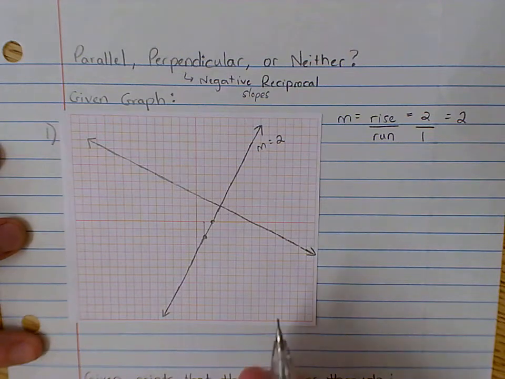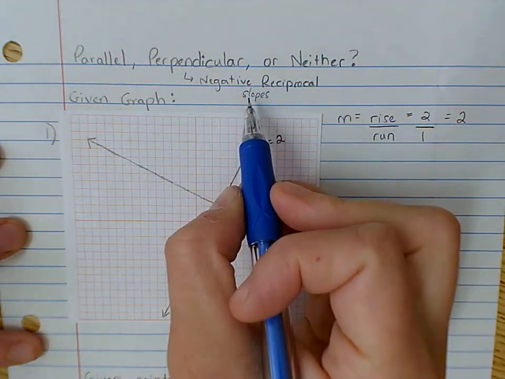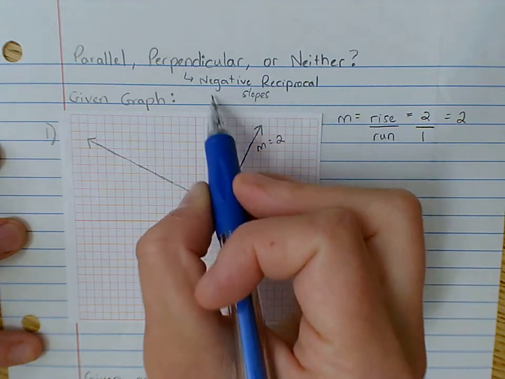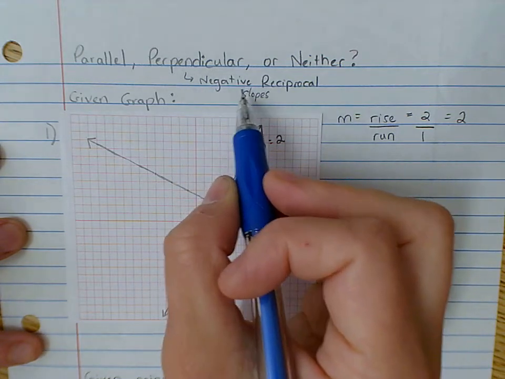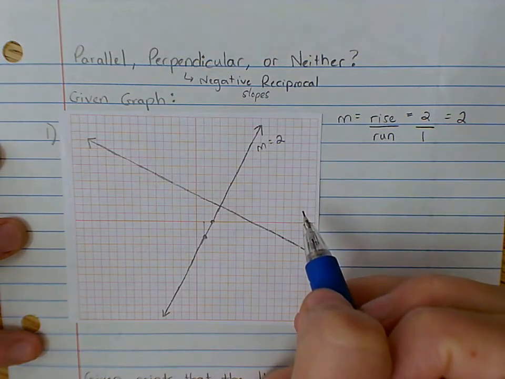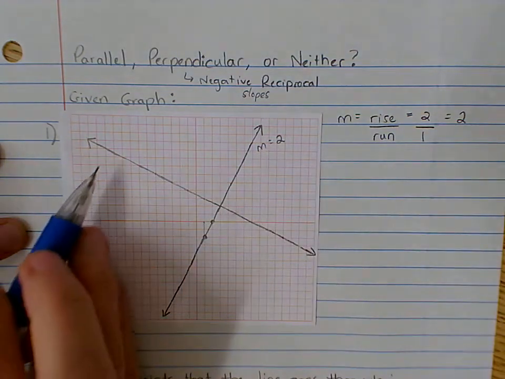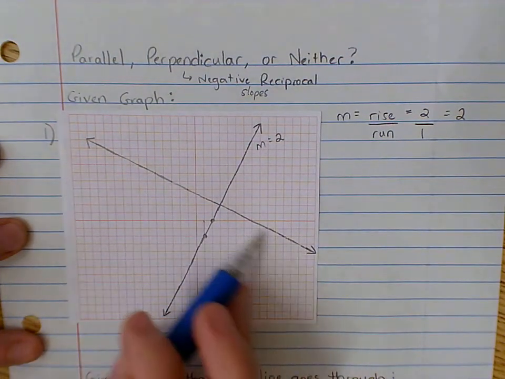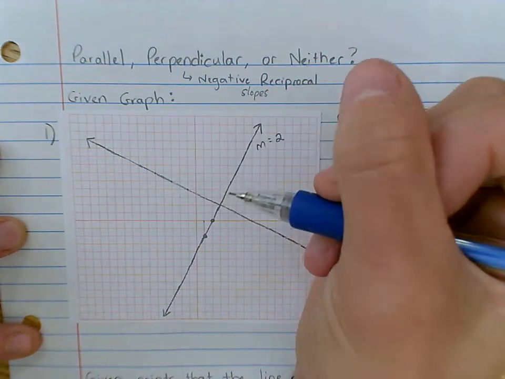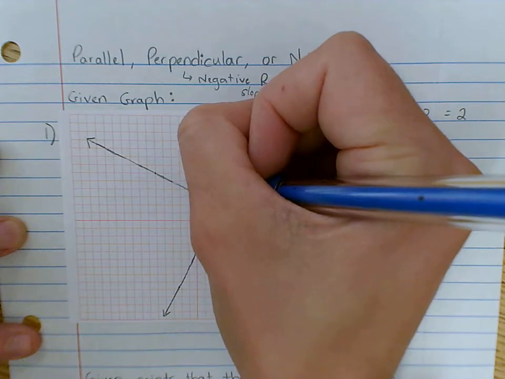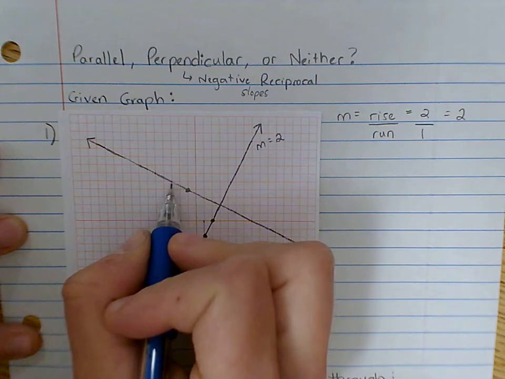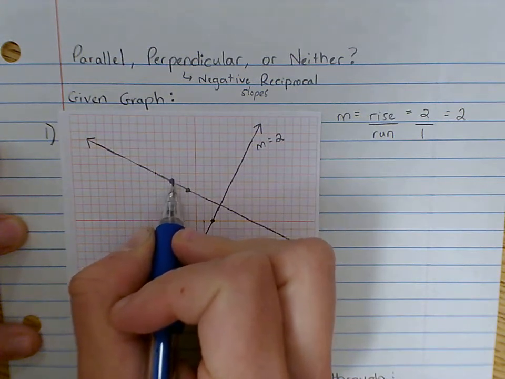Now, remember, we're looking to see if the slopes are negative reciprocal. The word negative means that they have different signs, and reciprocal means that the fraction is flipped from one another, okay? So that was the slope of this one. Now I'm going to find the slope of this other line. Again, I'm going to pick 2 points that are preferably on the crosshairs of my graph. There's a point right there. That's a good point. And then I'm going to go this way, and that's another good point right there, okay?